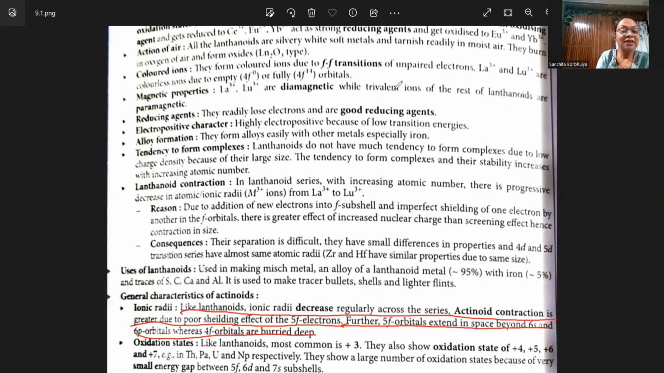So like the lanthanoids, the actinoids also have a common oxidation state of +3. They have other oxidation states like +4, +5, +6, +7 also. And that you can check out, just like the electronic configuration.